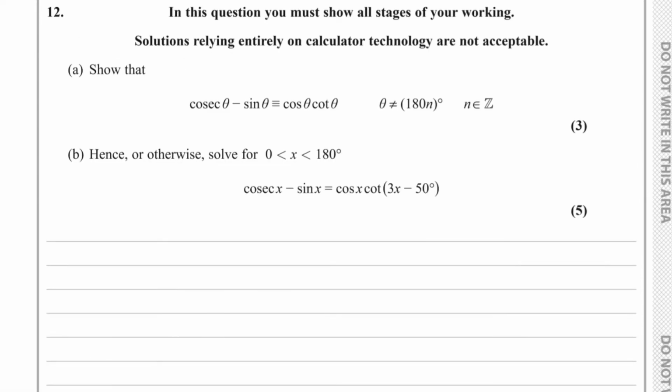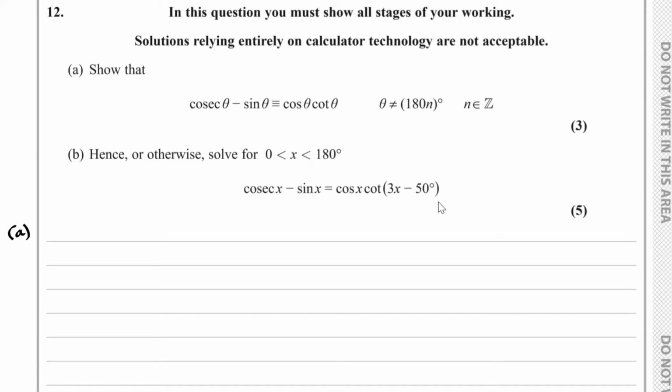Question number 12. In this question, you must show all stages of your working. Solutions relying entirely on calculator technology are not acceptable. For part A, we have to show that cosec theta minus sine theta is equivalent to cos theta cot theta. Now, I recommend you all unsimplify the other side, and that will help you figure out some of the stages that you might need to use.